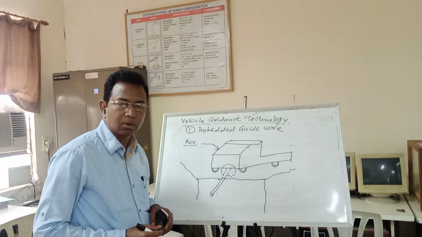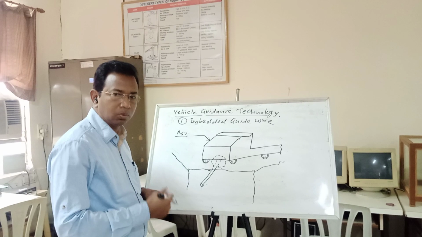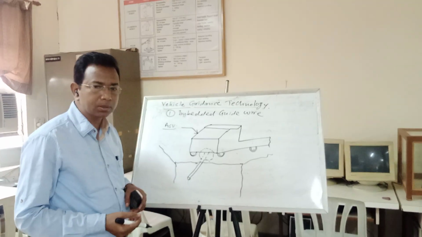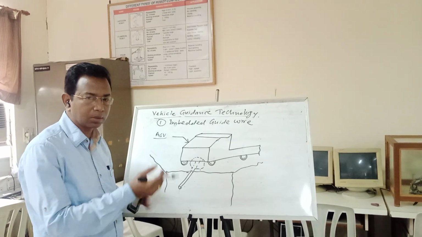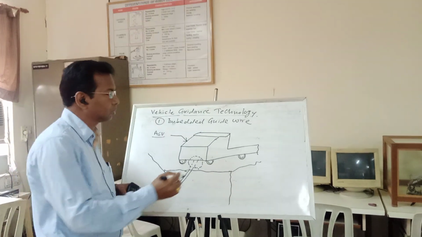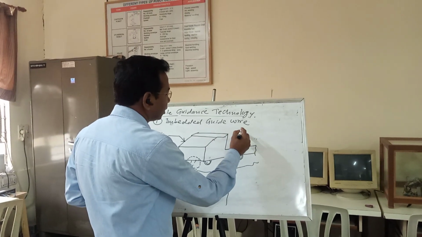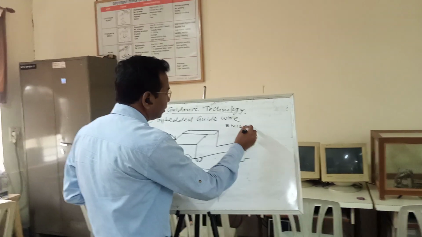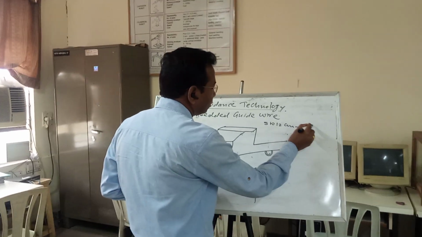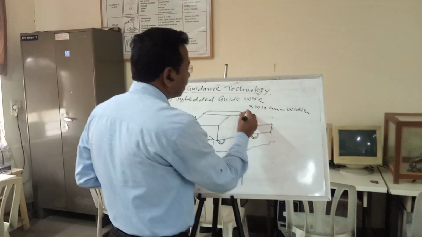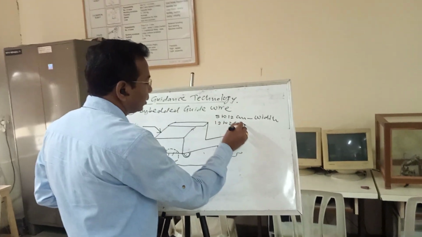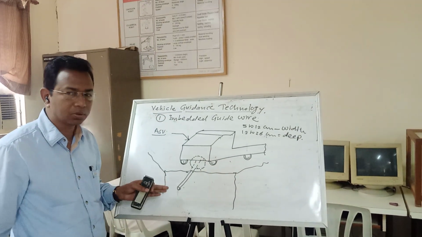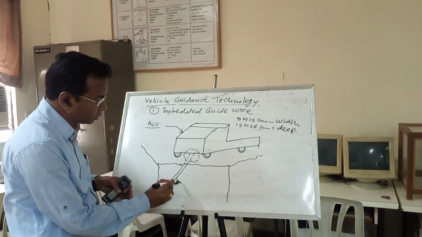So how does the embedded guided wire work? This is one of the technologies generally used to define the pathways of the automated guided vehicle. First of all, we have to cut a channel in the floor. Typically the channel cut is 5 to 12 millimeter wide and 13 to 26 millimeter deep. After cutting the channel in the floor, we place the guide wire.